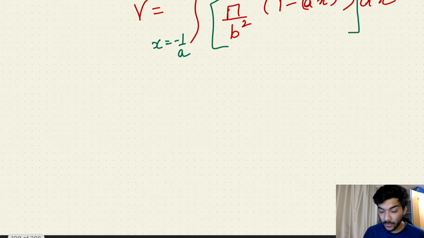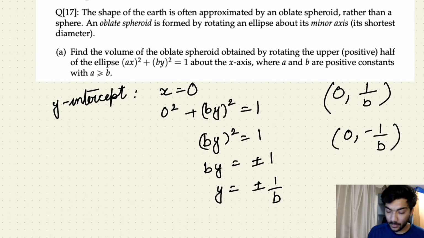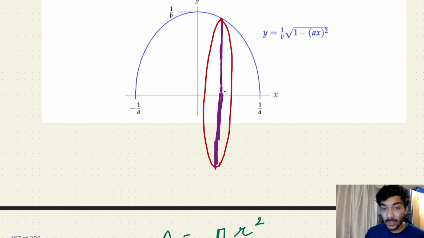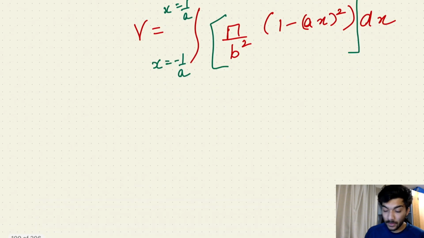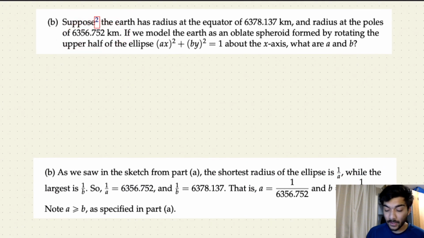Now in order to solve this question, we'll use the given information in the question: an oblate spheroid is formed by rotating an ellipse about its minor axis. So that is why we have 1/a ≤ 1/b, which we also observed in the last video. Since 1/a is less than 1/b, the shorter radius is 1/a and the bigger radius is 1/b. So the shortest radius of the ellipse is 1/a, the largest is 1/b.